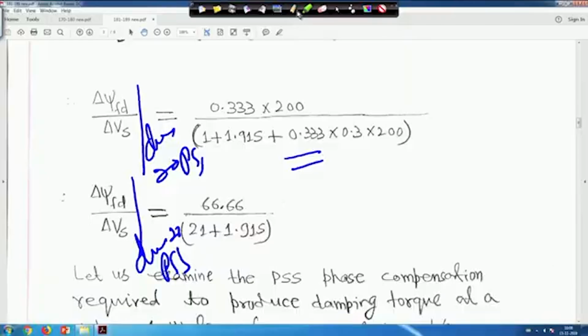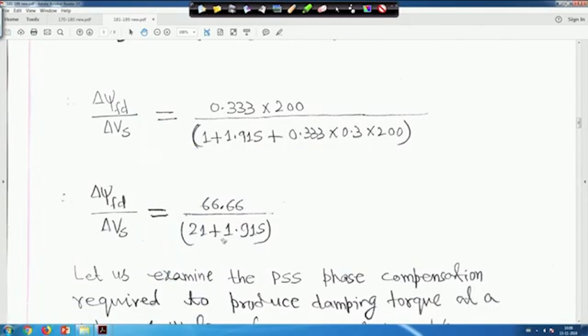Because we have two components, we know K2 delta psi f d is one component, but this term is coming because of PSS, right. So, if you put this one and simplify, it will become 66.66 divided by 21 plus 1.91 s, right. So, this is coming actually, and if you try to simplify you will find some lagging angle will be coming, right, when you put s is equal to j omega.